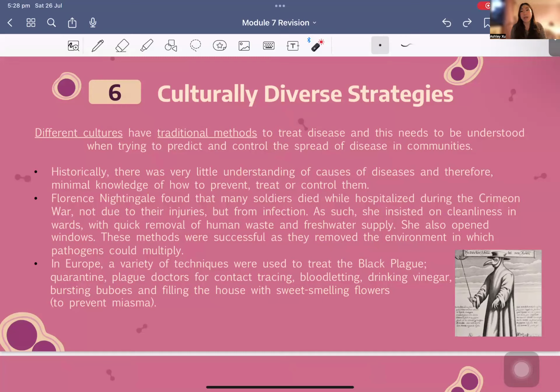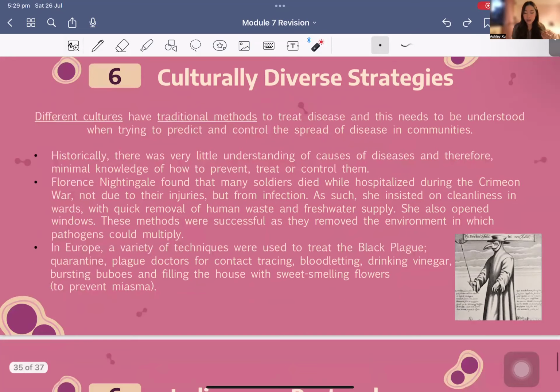We know now that that is very dangerous, because we don't have a lot of blood in our bodies, and letting that blood out is not going to help our immune system at all. They believed that diseases were caused by an imbalance of bodily humors, so blood, phlegm, pus, those sorts of things, and they believed bloodletting would balance it. Not the case. Drinking vinegar, I don't know how effective that is. I don't think it is at all.